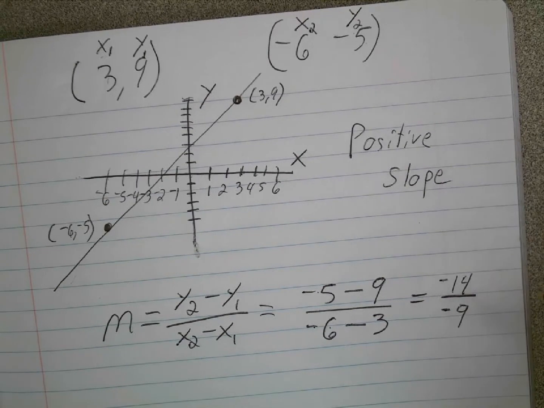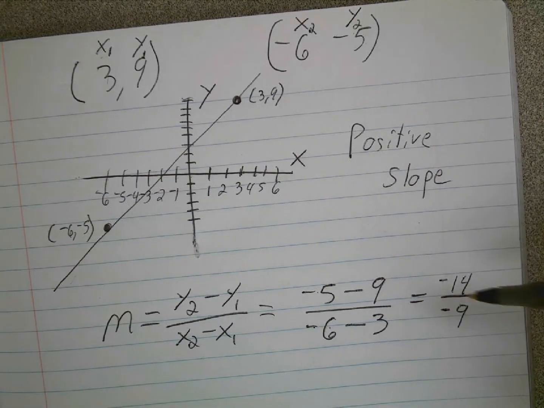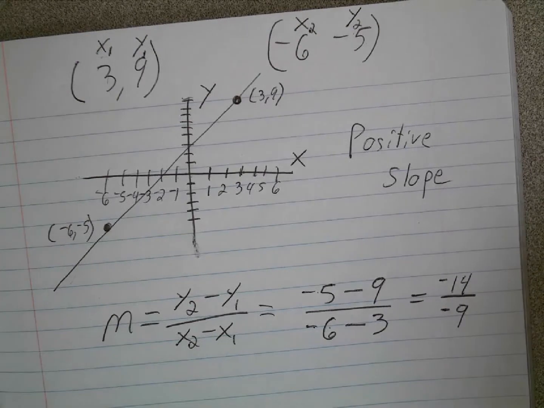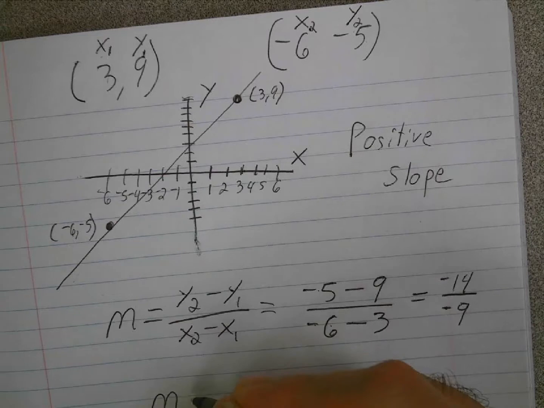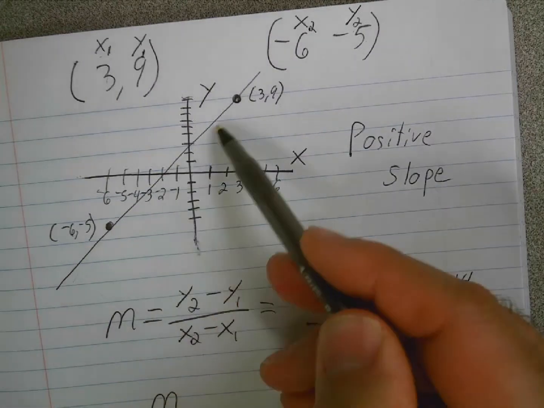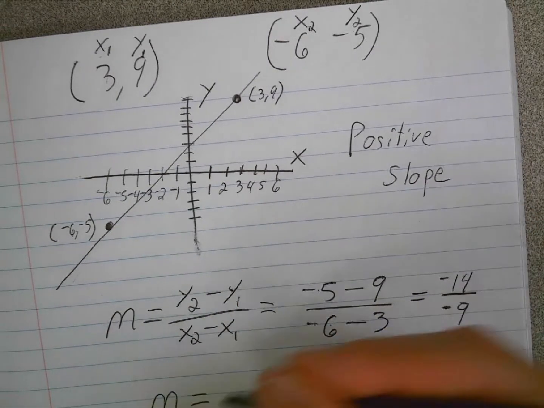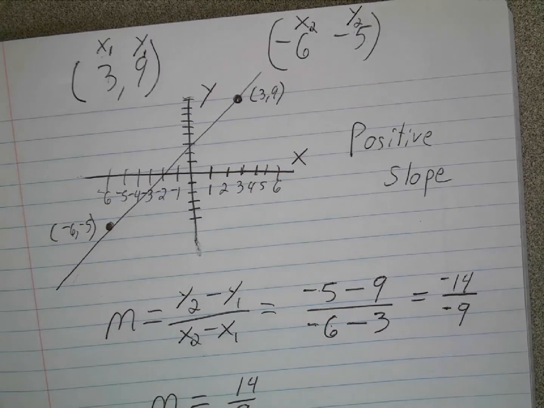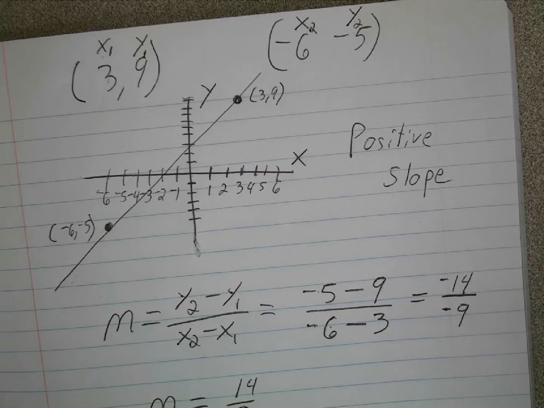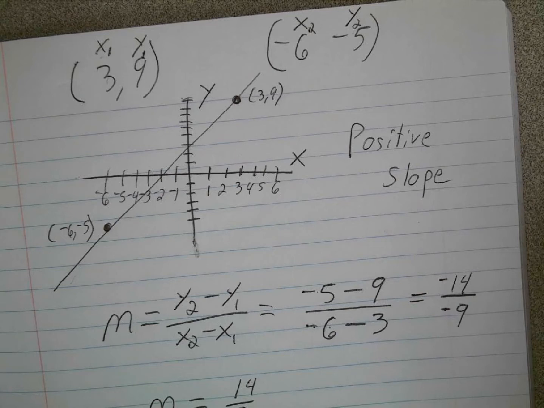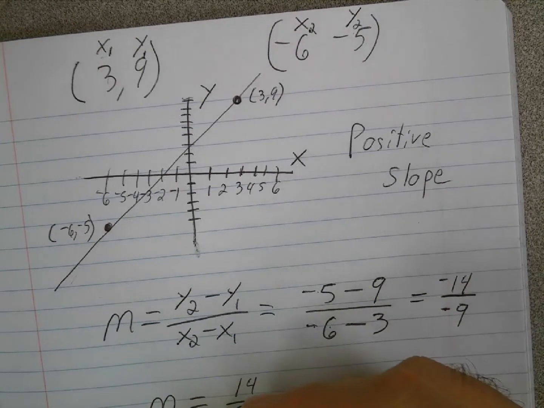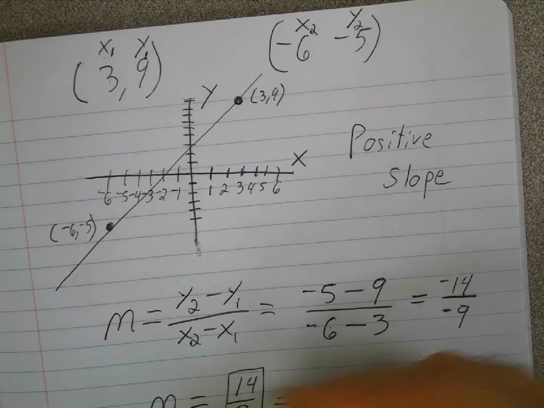I got my slope right here. But if I look, I can simplify this one more time. A negative divided by a negative is a positive, right? So that makes sense, because look at the line. It's an upward slant. So my answer should be positive. All right, so positive 14 over 9. And you can turn that into a decimal easy enough. You just go ahead and divide. 14 divided by 9, and you can get your decimal right there. For now, though, let's just leave it as 14 over 9.